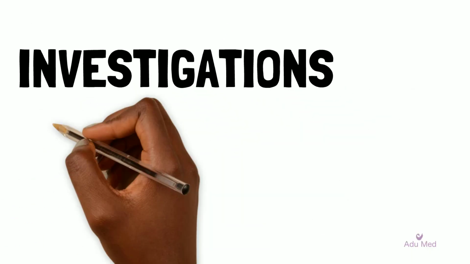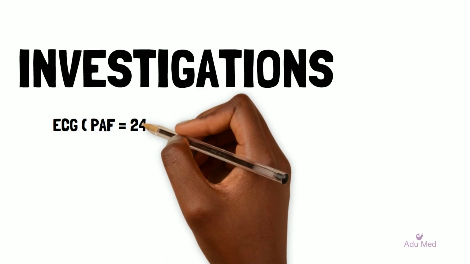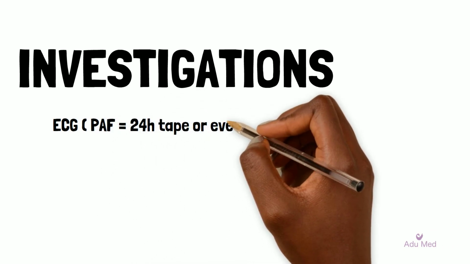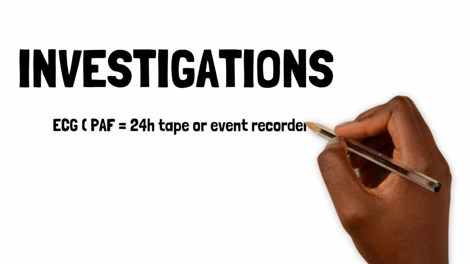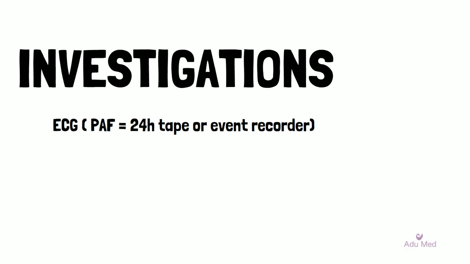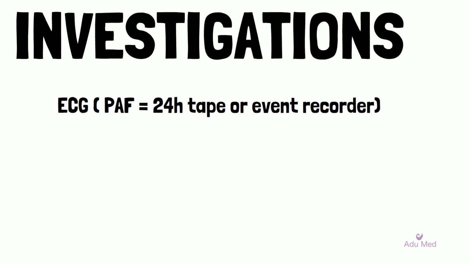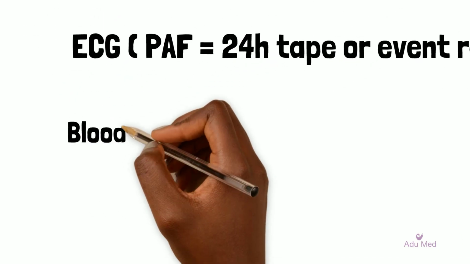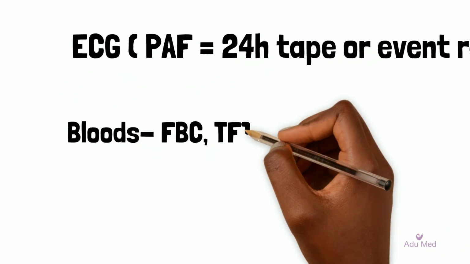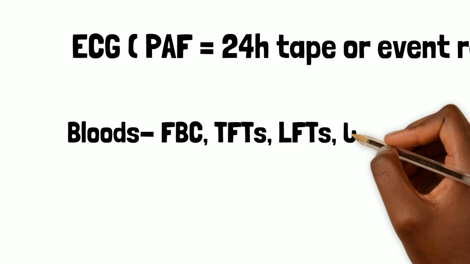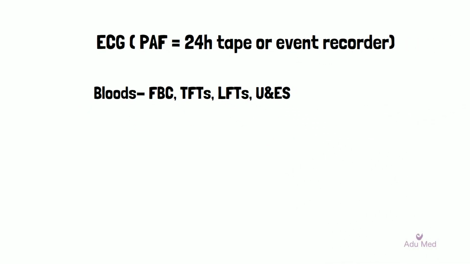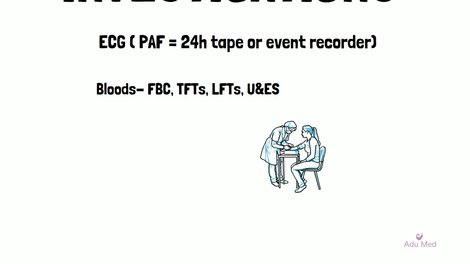We can investigate AF with an ECG. For suspected paroxysmal AF, the patients tend to need a 24-hour tape or an event recorder if episodes are less frequent than every day. Other investigations include blood, such as a full blood count, TFTs, LFTs, and U&Es. The last is particularly important if we think about how the body will be eliminating or excreting a given anticoagulant.